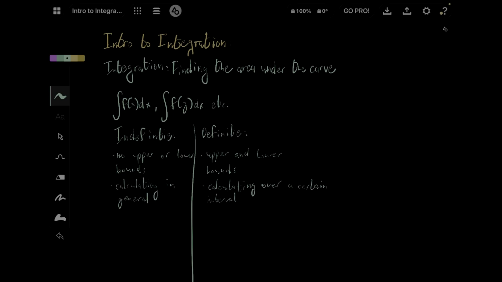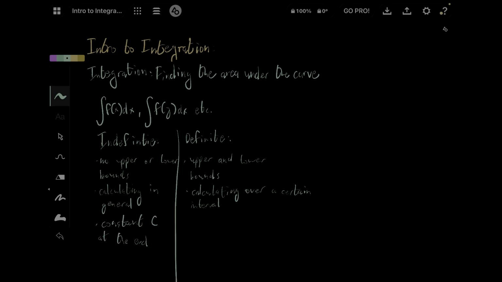And now that we know that, the next thing is indefinite integrals will have a constant c at the end. The reason for that is because, let's say we're differentiating d by dx of x squared plus 5. Since 5 is a constant, or c, and the derivative of a constant is 0, we will just get 2x for this, where the derivative of 5 becomes 0.